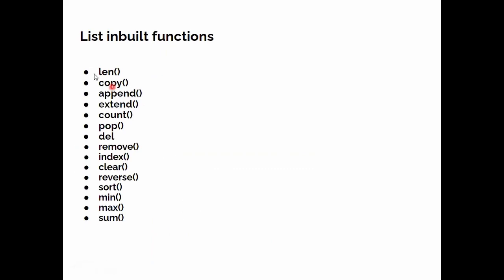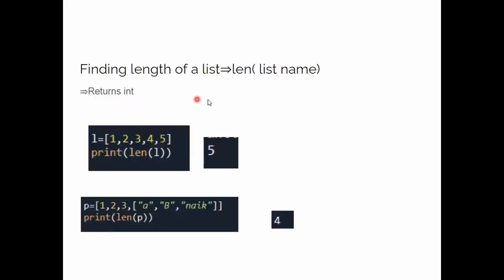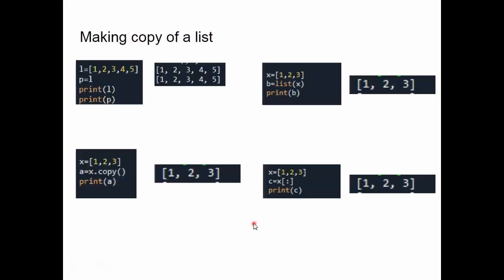Now we will discuss the built-in functions which are ready to use by the list present in Python. Finding the length of the list, that we have already discussed. Here we are having a sub list. So how many elements are present? 1, 2, 3, and this sub list is treated as the fourth element. So the length of the list is 4.